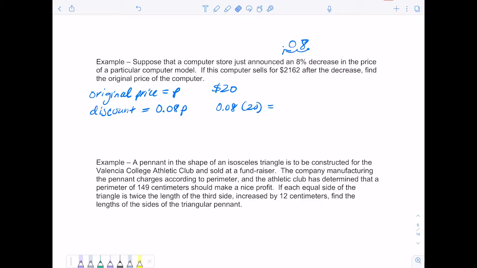Okay, so that would not be a very big discount. Sorry, it would come out to be $1.60. Okay, so that's the discount. So now what would you be paying? You would be paying 20 minus 1.60. Okay, so that would give us $18.40. Okay, that is your sale price.